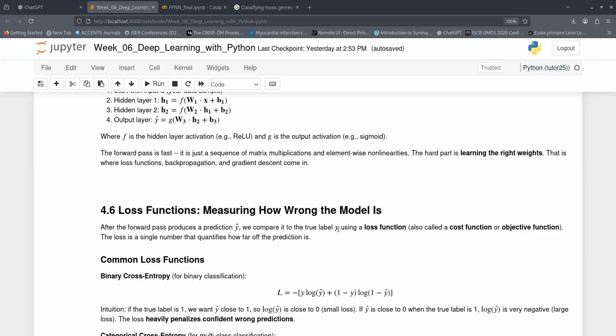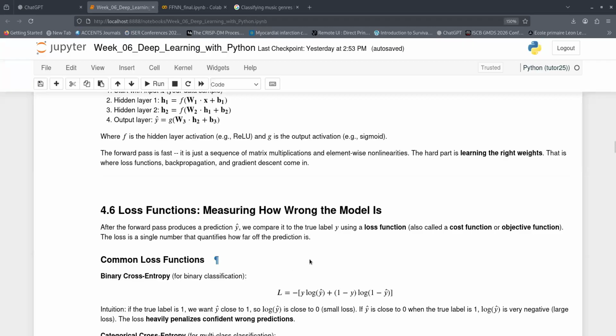So we also call it the cost function or the objective function. The loss is a single number that quantifies how far off the prediction is. So I want to see: is my prediction a really good prediction? I need to have a small loss. It means the difference between the true value and the prediction, y-hat, is very small when I do the summation of all the values that I've got.